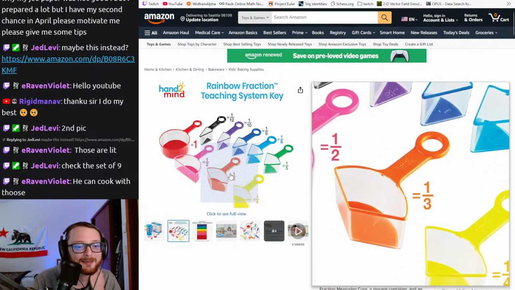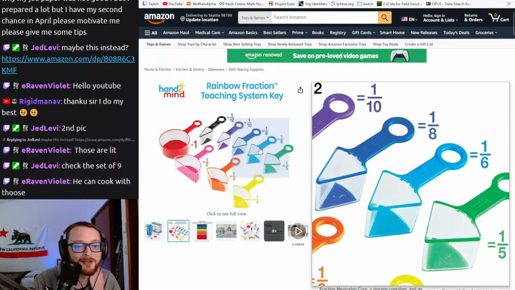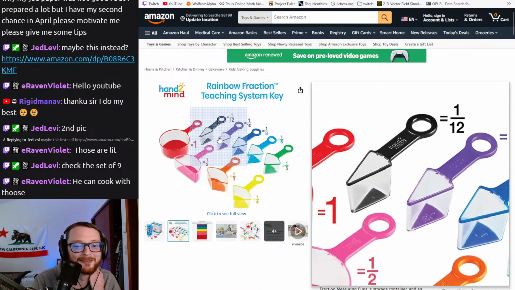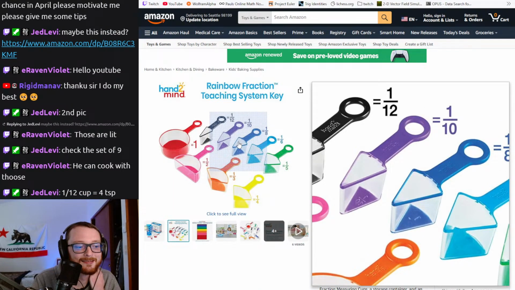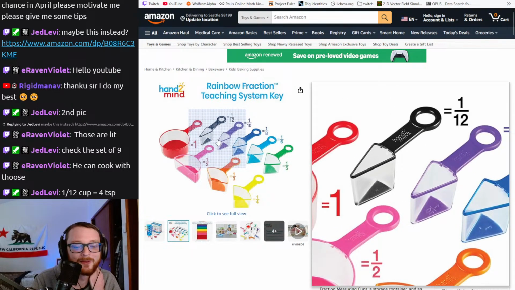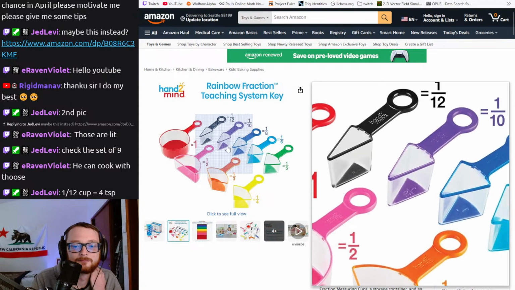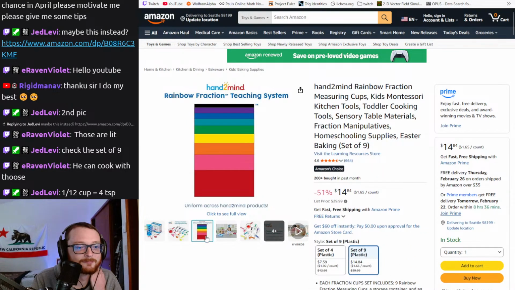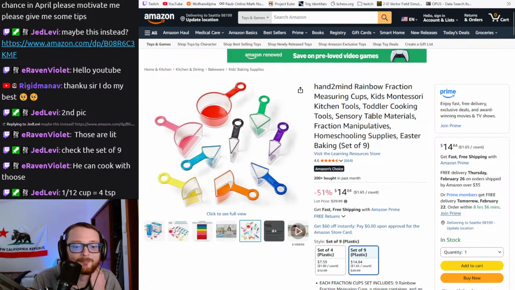I feel like you could use these to talk about sequences too, somehow. A 12th cup is 4 teaspoons. That's good to know. Wow, all that for 15 bucks.